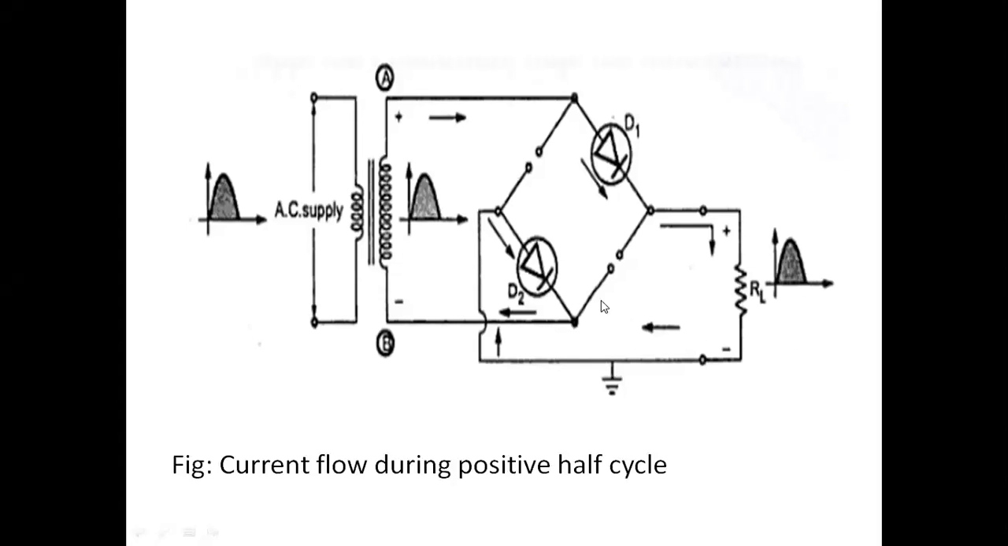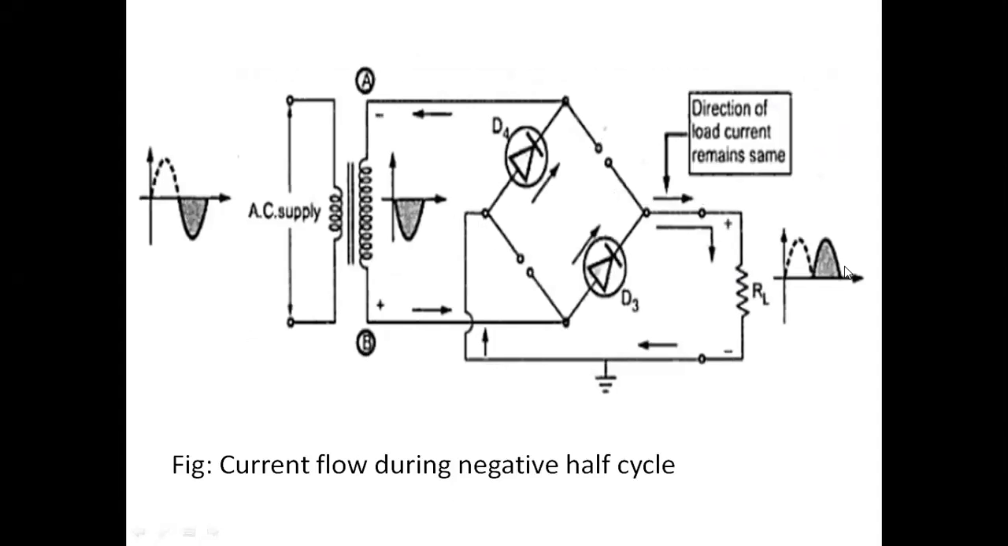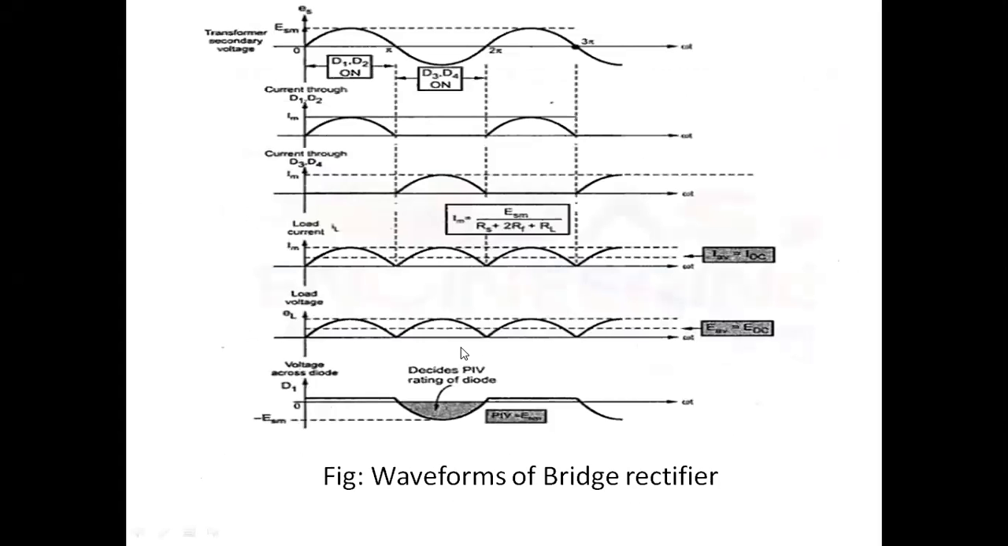In both half cycles, the current is flowing in the same direction through the load, positive and negative. So that's why we will get only positive half cycles at the output. At the positive terminal, we will get only positive voltage. So if you observe the waveforms, this is the input voltage, a sinusoidal signal.